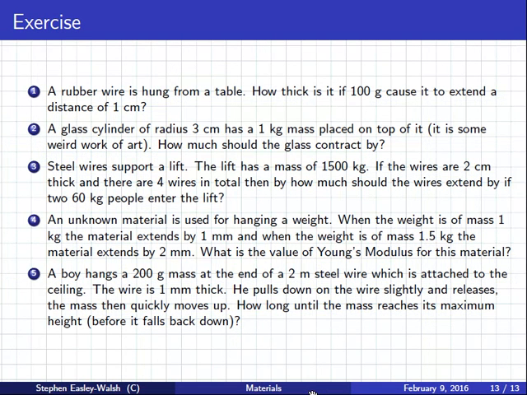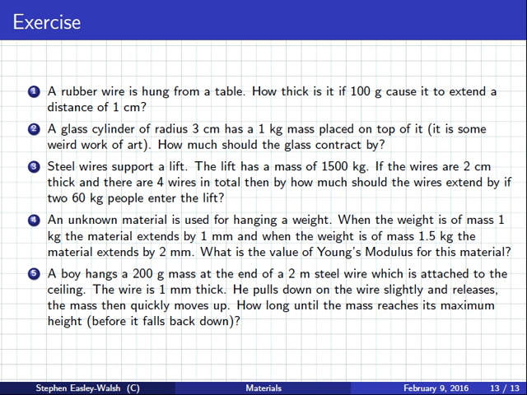Right. Steel wires support a lift. The lift has mass of 1500 kilograms. If the wires are 2 centimeters thick and there are 4 wires, then by how much should the wires extend by if 2 60-gram people enter the lift?